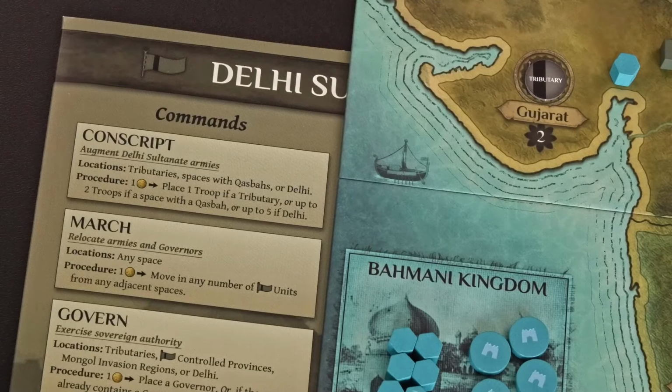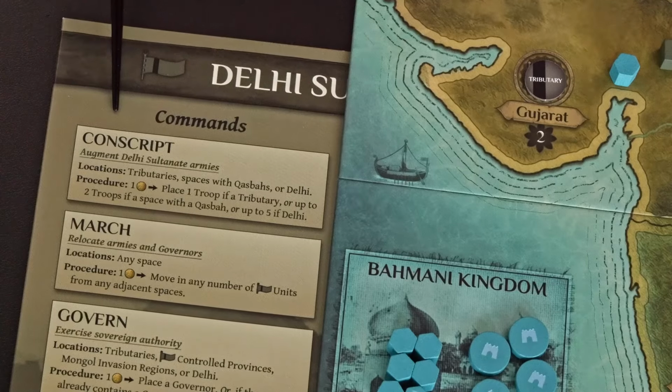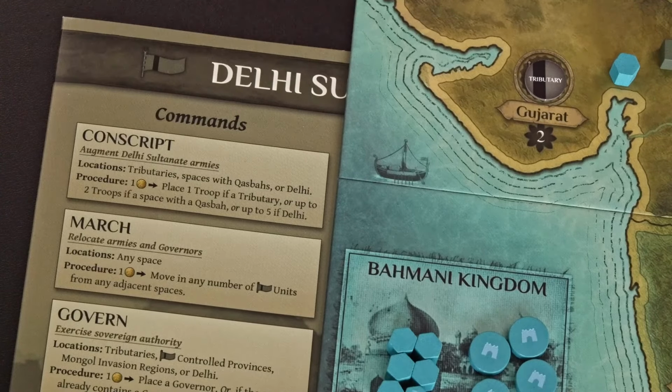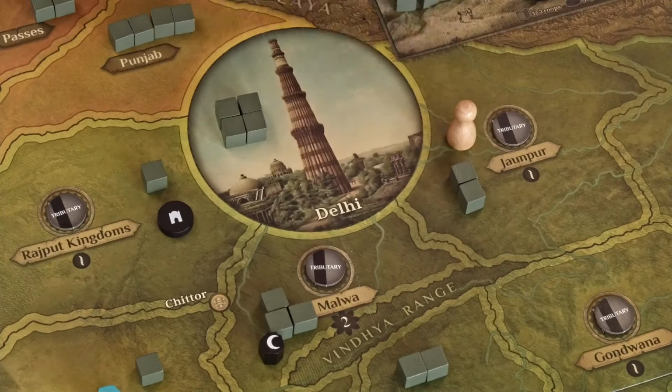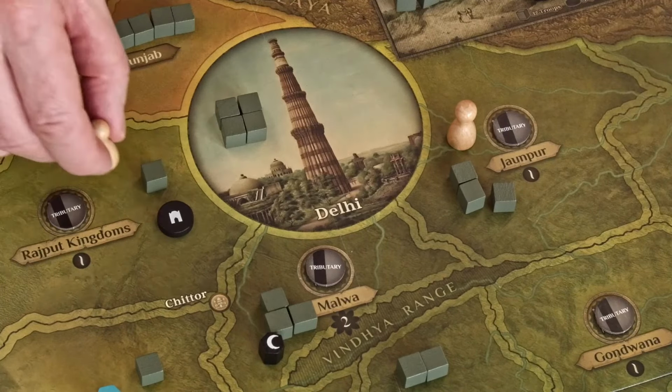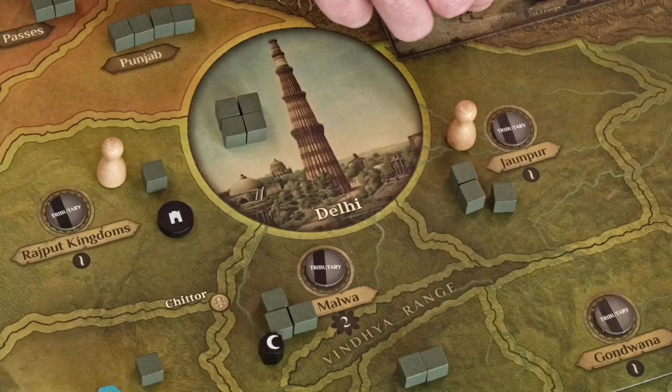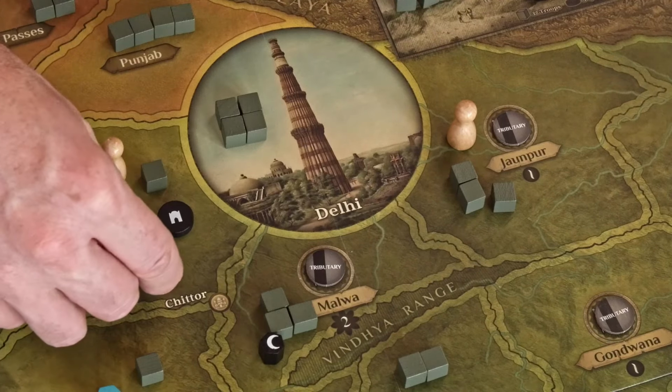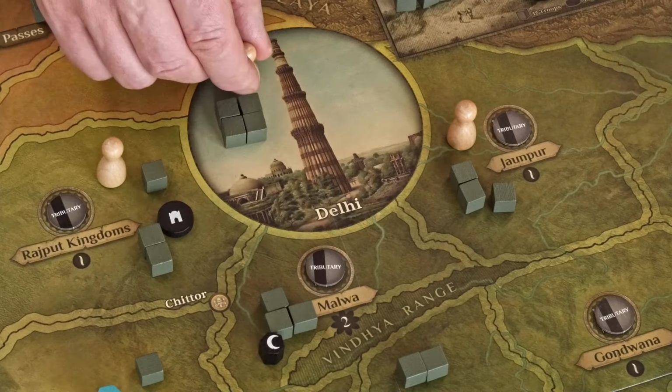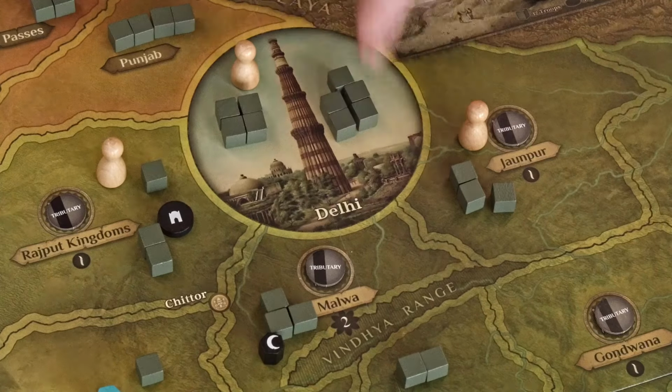Let's start by looking at the Sultanate's commands, starting with conscript. This is how the Sultanate gets more of their troops on the board. In any province that is a tributary or has a Kasbah, or in Delhi, they can pay 1 resource per space to place troops. That's 1 troop if it's just a tributary, 2 if there's a Kasbah in that province, or 5 troops if it's Delhi.